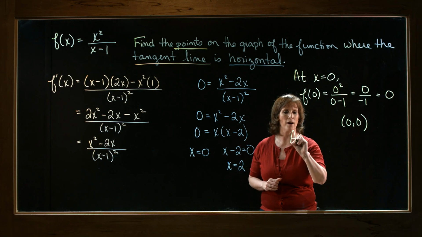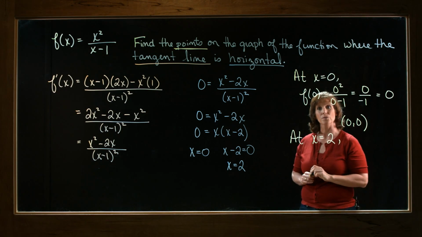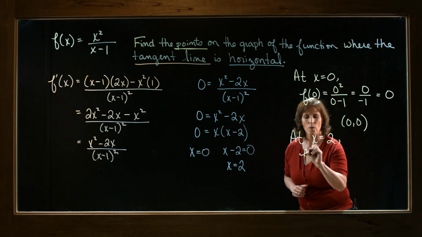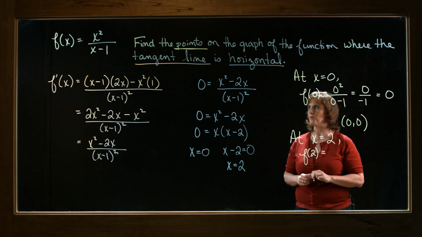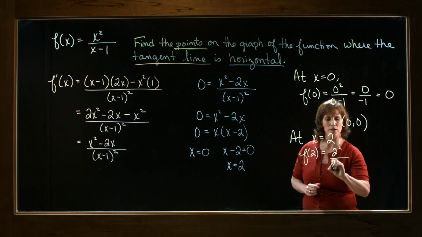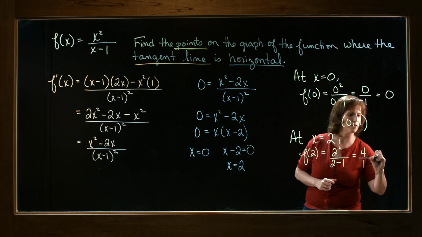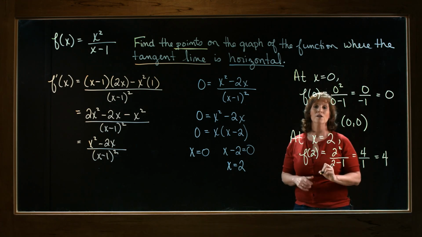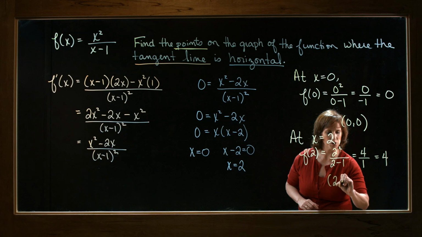Well, there's a second possibility as well, and that's happening at x equals 2. And again, what's the y value of my original function when the x value is 2? I'm going to have 2 squared divided by 2 minus 1, which leads me to 4 over 1 or 4. So the second place where I have a horizontal tangent is at the point 2, 4.